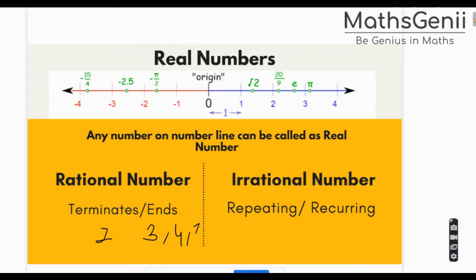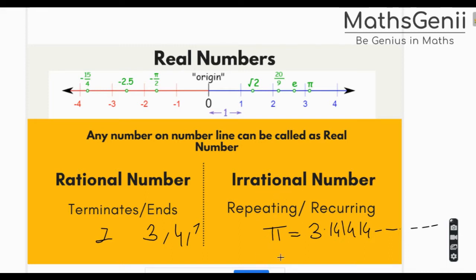But then what do I mean by irrational numbers? You would have studied pi in your 10th grade. Pi value is 3.141414 and so on. It keeps repeating. It has no end. Hence, it is called an irrational number.